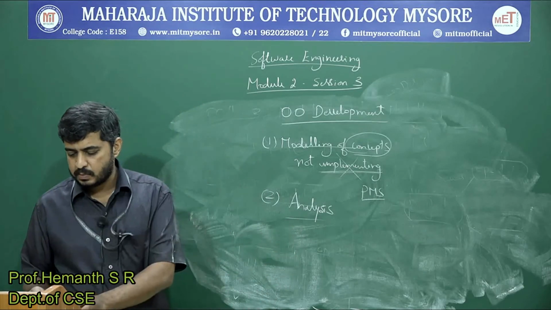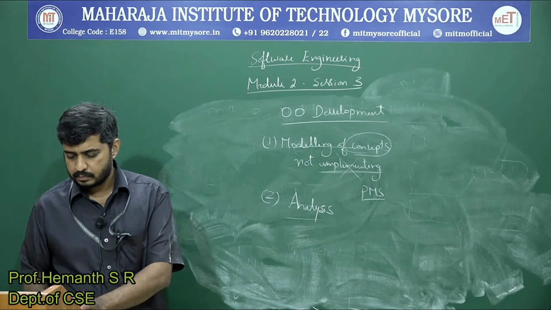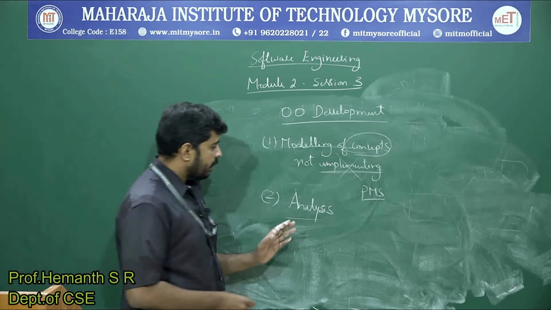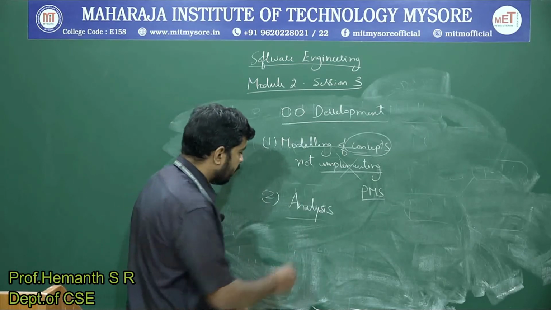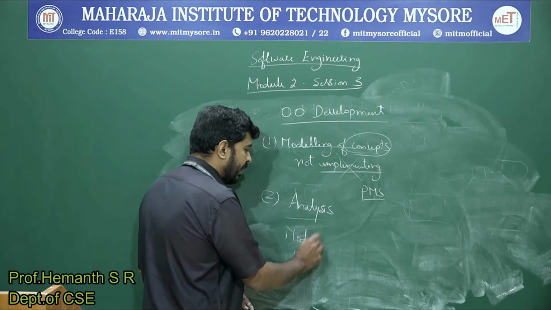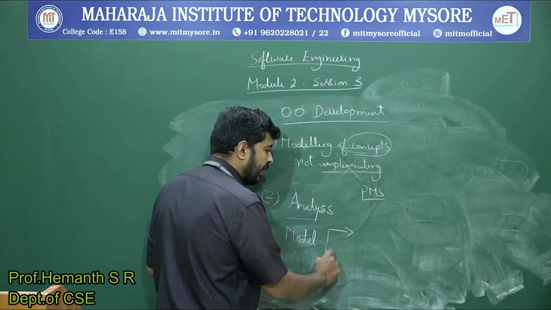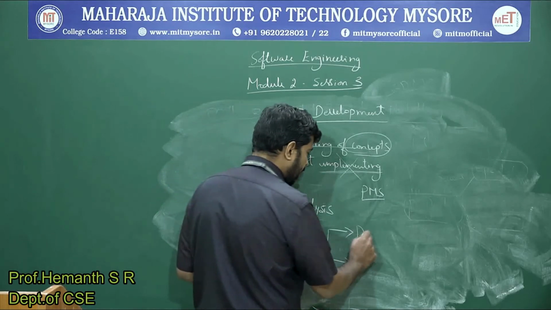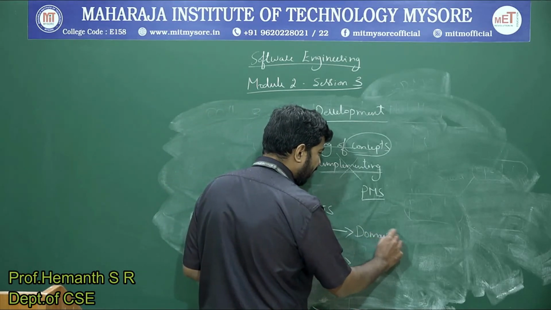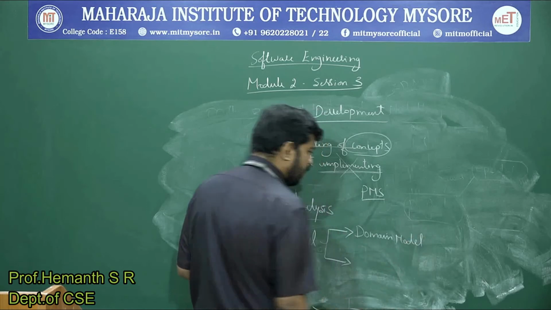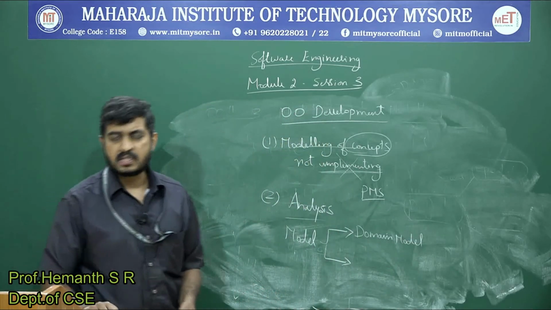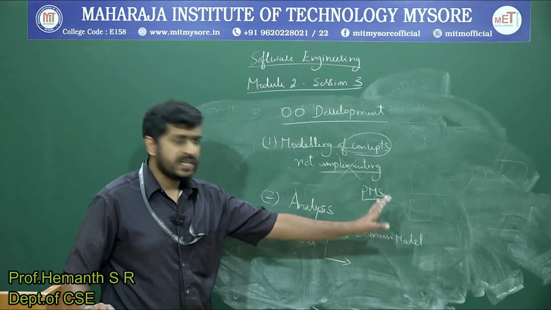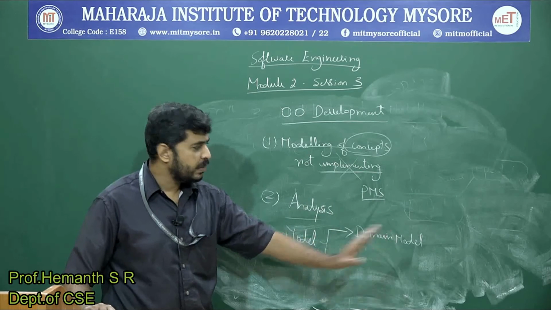So what is happening in the analysis part? In analysis, the basic modeling will start here. Modeling will be developed, and basically two types of modeling will be developed during analysis. The first one is what we call a domain model. So what is a domain model? A domain model is a description of entities or objects that are there in that system that needs to be developed.